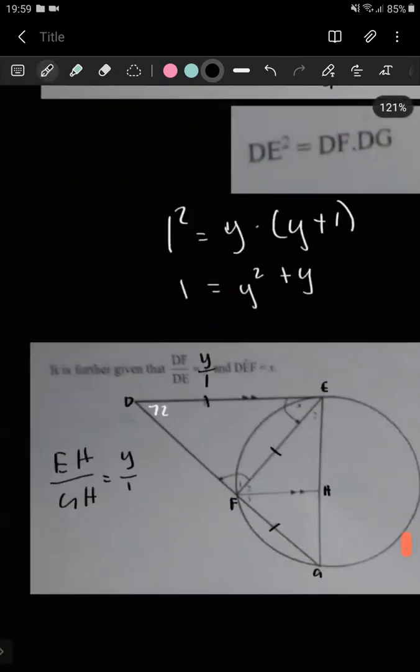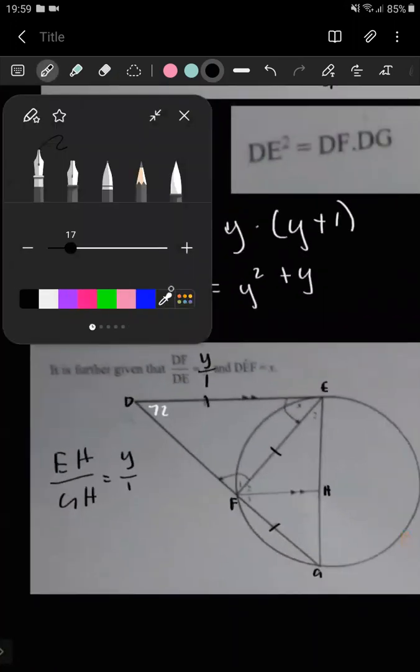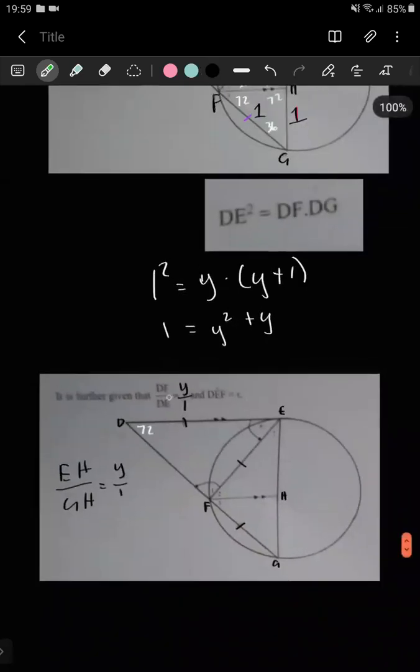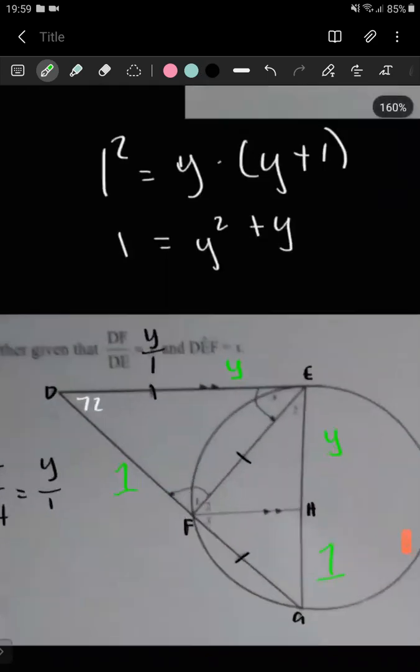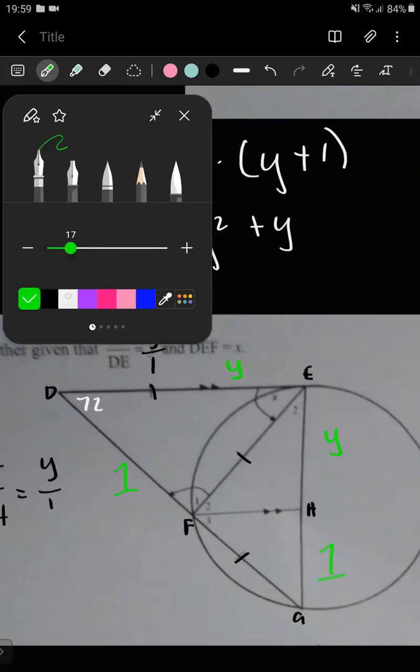The reason for doing that is if we're looking at our sketch now, DF over DE, it's like DE over DF. So it's like Y here and like a 1 over there. Here also, it's EH and GH. So it's like Y over 1 also. And then what else did we find out? We found out that this is equal to X over there.